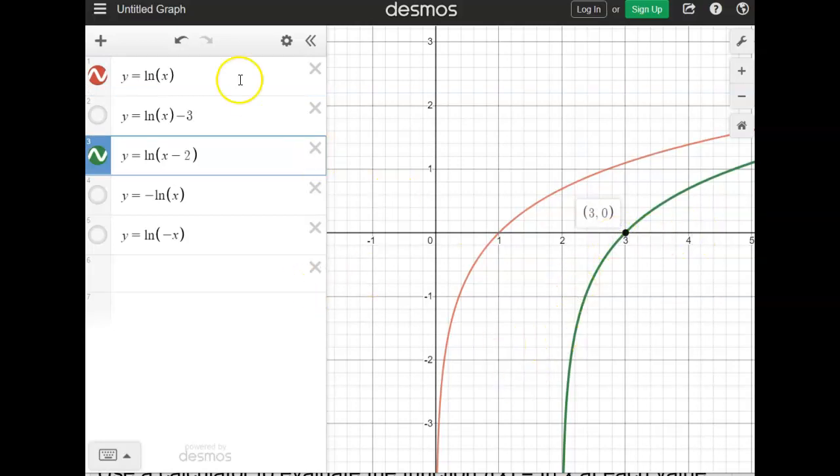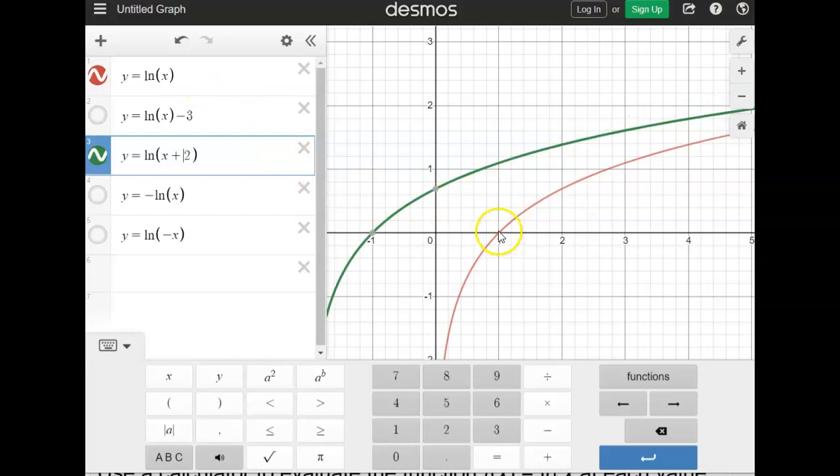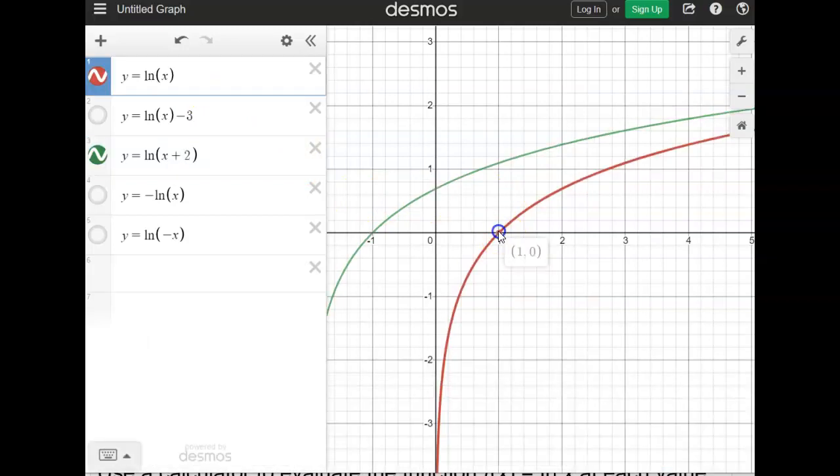So that's a horizontal shift, and just so you know, if we change that into a plus, then it will move to the left. So the point, instead of being there at 1, 0 from the parent function, now we have it here at negative 1, 0. And so all the points were shifted 2 units to the left.